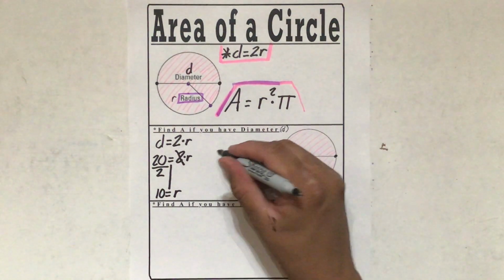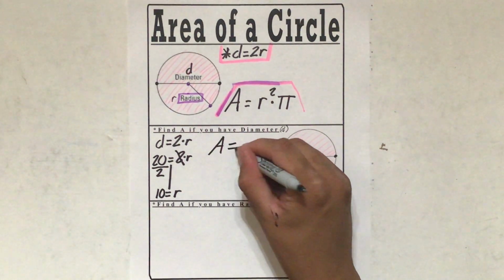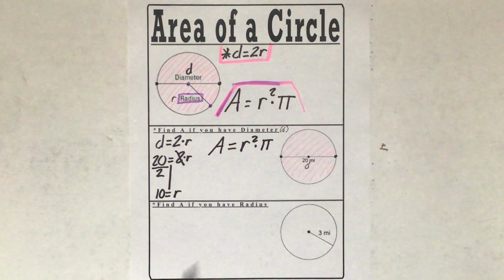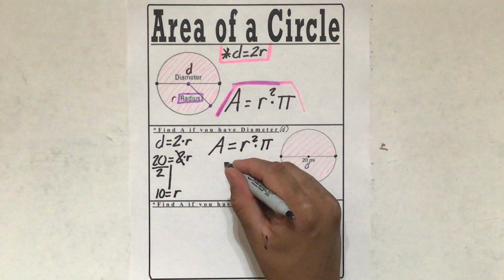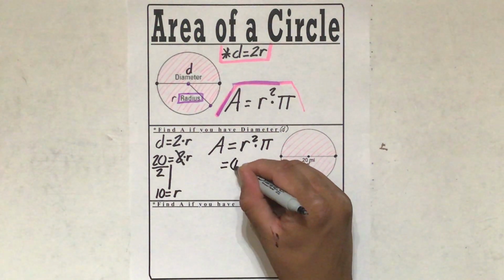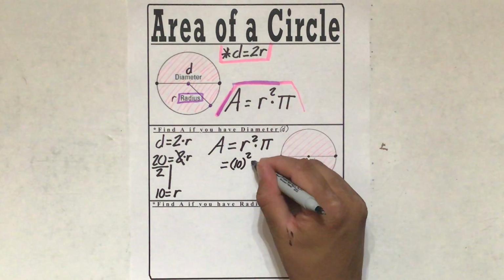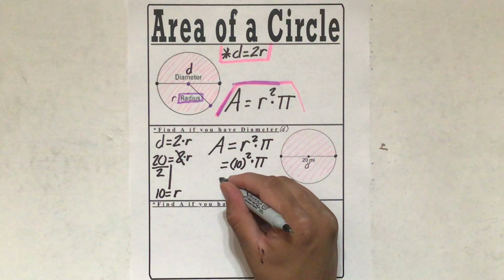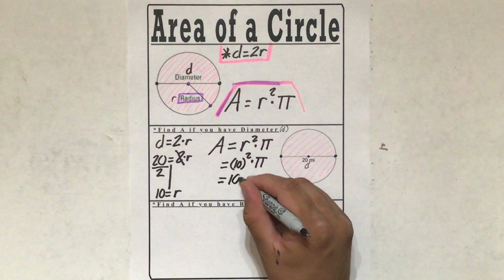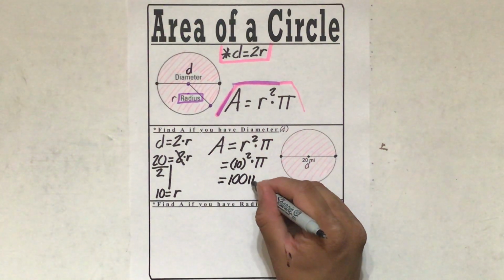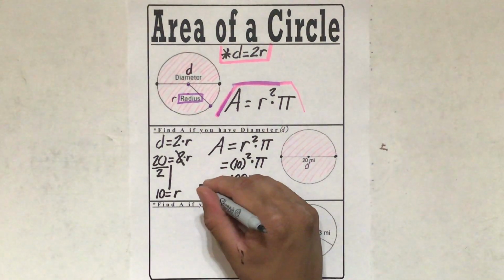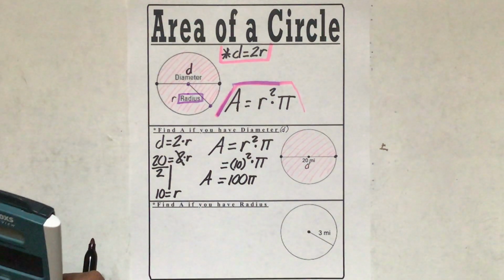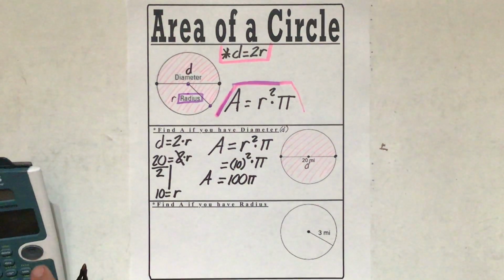So I'm going to write down the formula. Area A is equal to R squared times pi. Well, how much is R? R is 10. So I can say 10 squared times pi. Well, 10 squared is 10 times 10, which is equal to 100, times pi, which is 100 pi. So the area is 100 pi, which is in terms of pi.